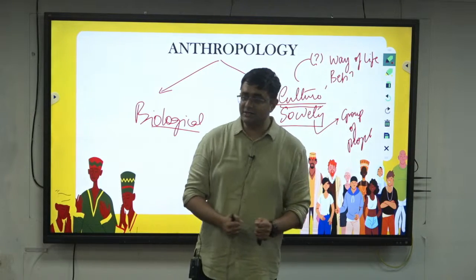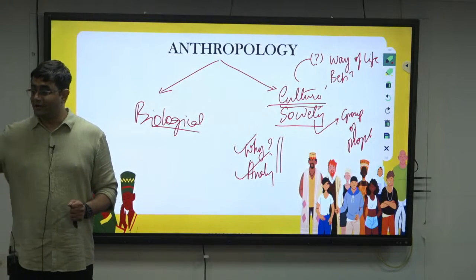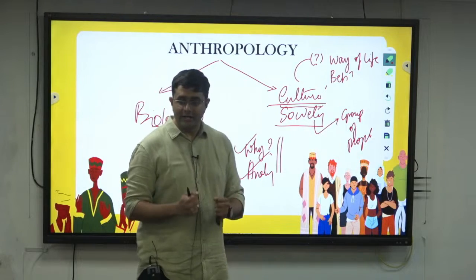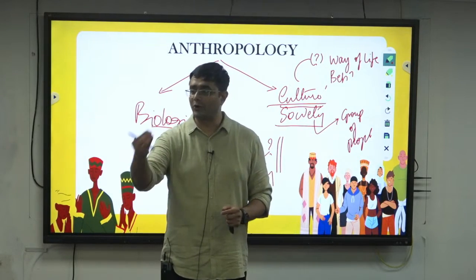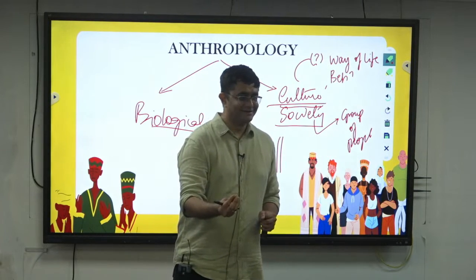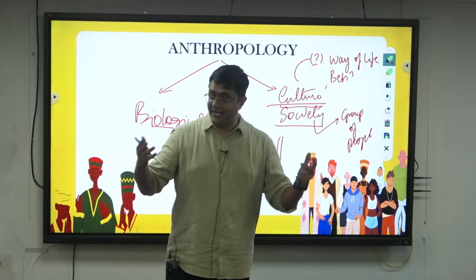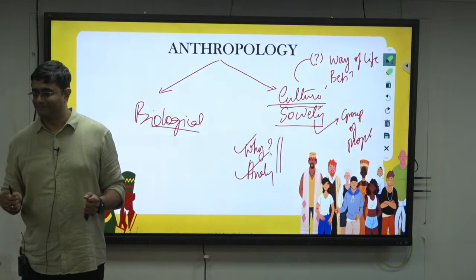But in horticulture societies like the Khasis and Garos in northeast India, they are horticulturists. And in horticulture, in the kind of activities that are performed, women have more to contribute. And therefore, who is more dominant there? Women are more dominant. They take all the decisions. They own the property. They inherit properties. Men are simply washing vessels at home.